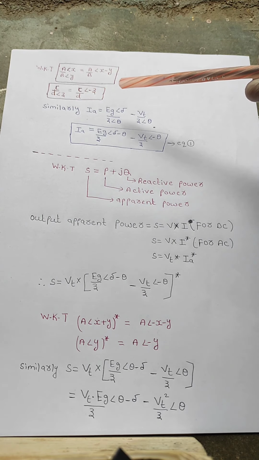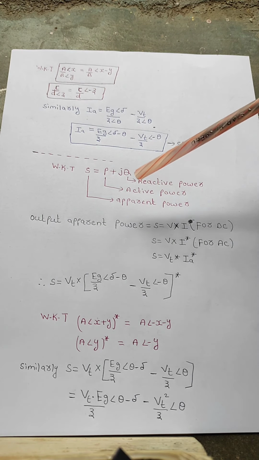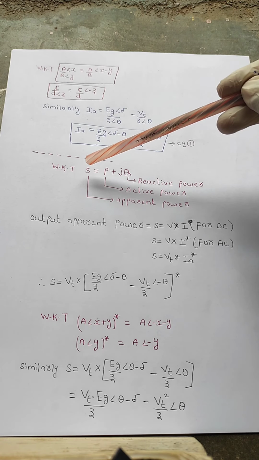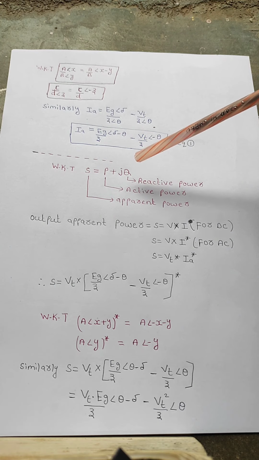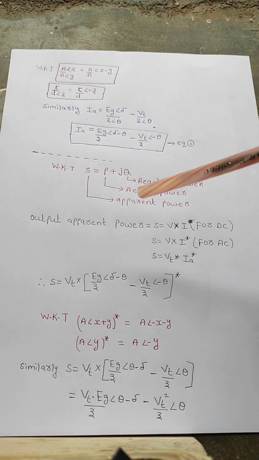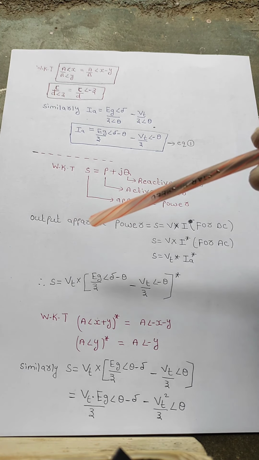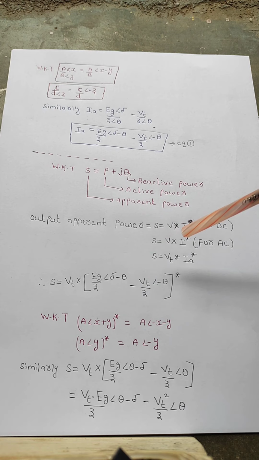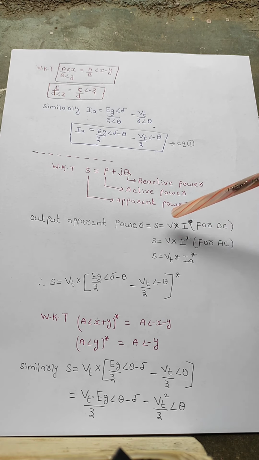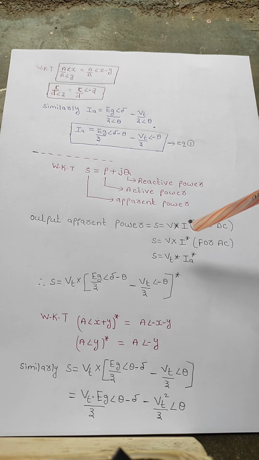What we are doing in this video, we are going to derive apparent power, active power, reactive power. So you know that apparent power is equal to active power plus reactive power. Apparent power can be written in two ways. S equal to V into I, this is for DC, but S equal to V into I complement for AC. Remember that only V into I for DC, but V into I complement for AC.